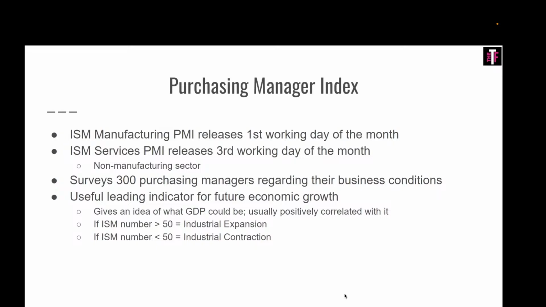So if the ISM number is greater than 50, that means we're in industrial expansion, which is good. The market is expanding and we're growing, so we could see that the GDP could be positive that month. Vice versa, if the ISM number is under 50, that means we're in contraction and the economy is not doing as well, so the GDP might be lower.